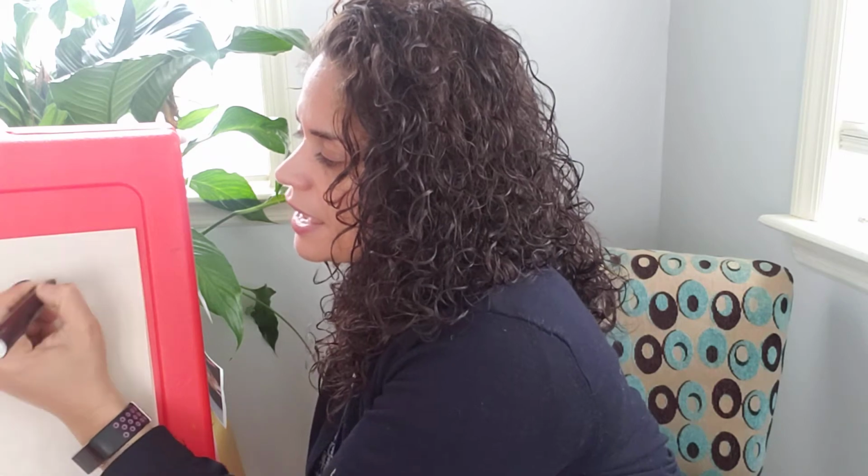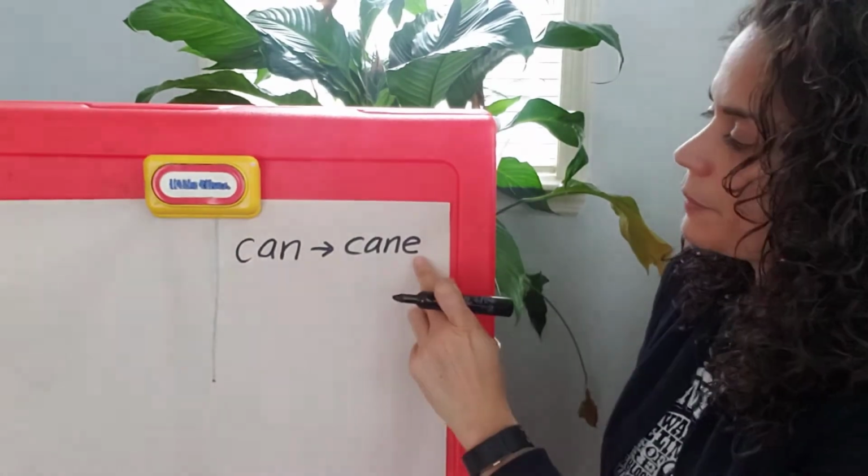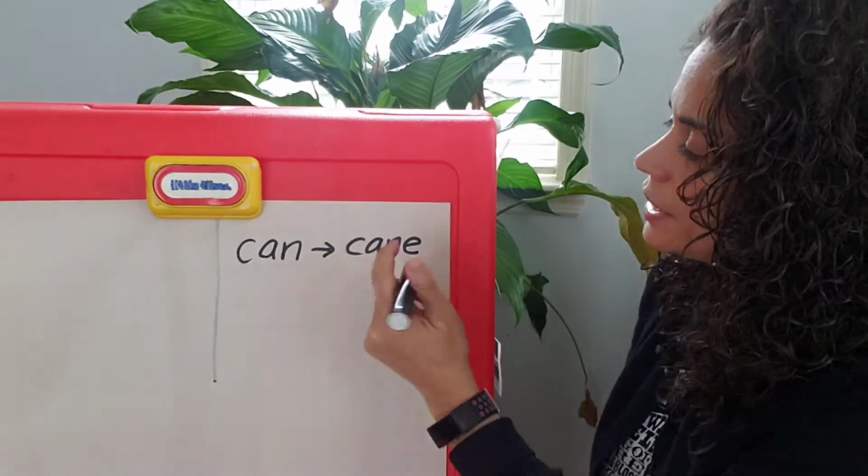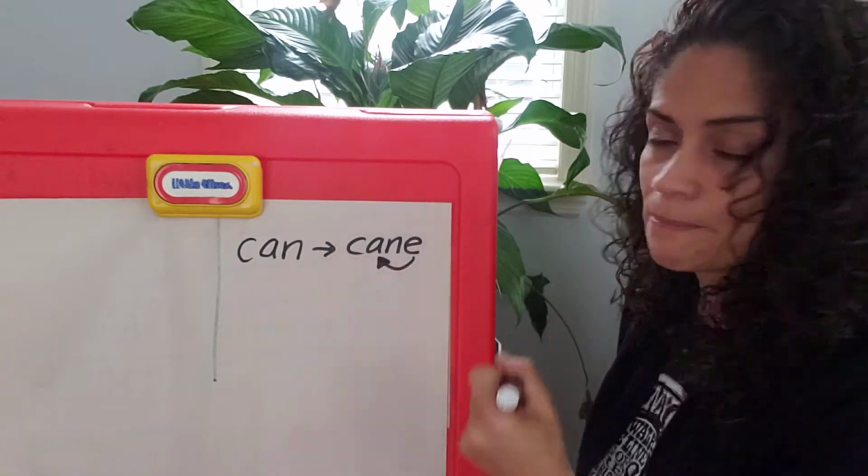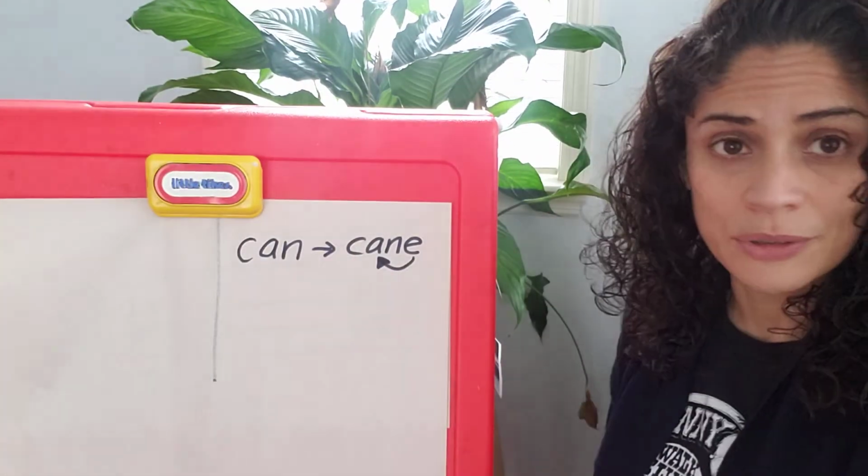Yesterday, we talked about ways that you can turn a short vowel sound into a long vowel sound. Actually, we talked about one way, which was to add a silent E to the end of the word. So for example, we turned can into cane, right? By putting the silent E.